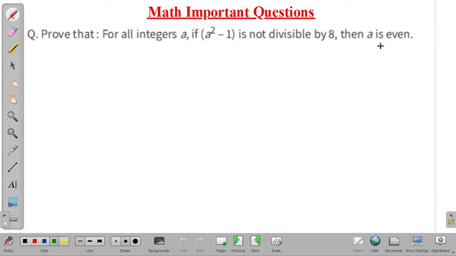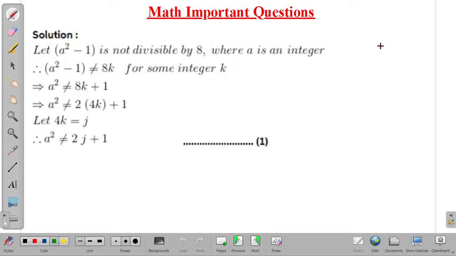See, as a square minus 1 is not divisible by 8, we can say that a square minus 1 will not be equal to 8 times an integer, where k is the integer. It will not be equal to 8 into k. So we can write a square will not be equal to 8k plus 1. We have added 1 on both sides.